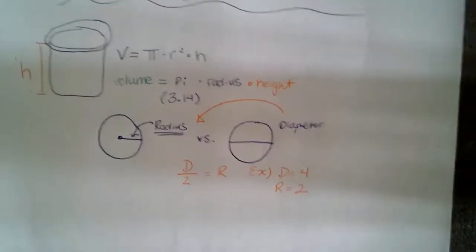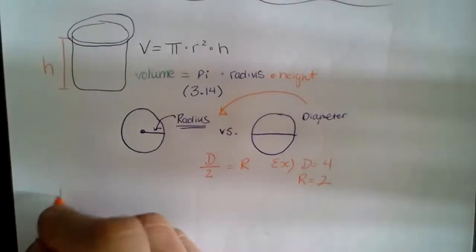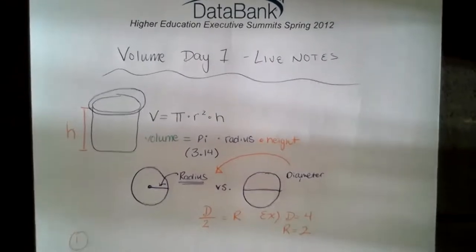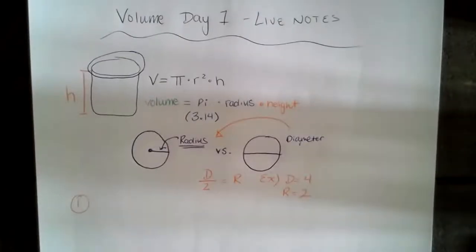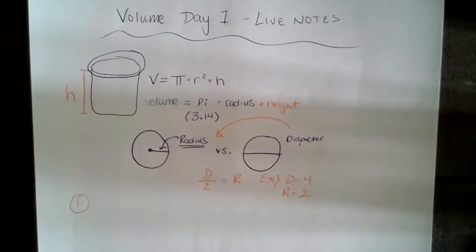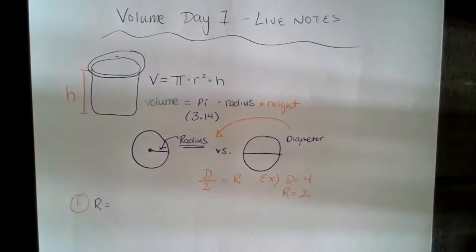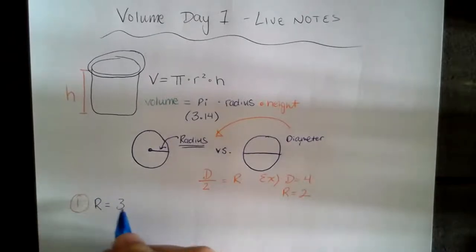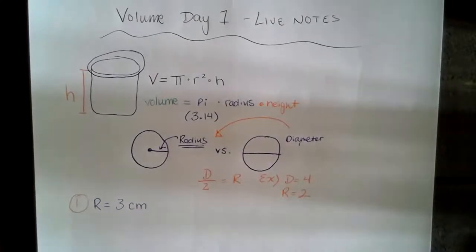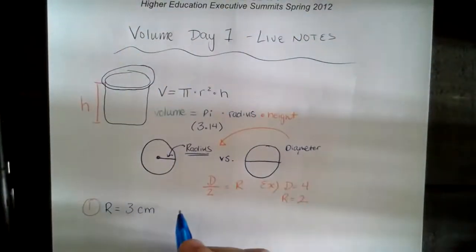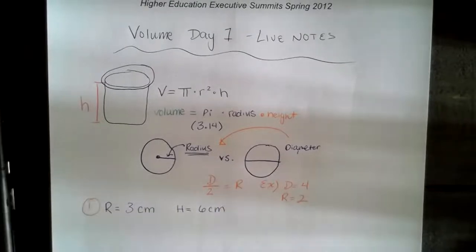So I'm going to be looking at number one for the radius example. I'm going to be doing one problem of each. Let's start with the cylinder one. Now, when I look at the first slide, when it comes to the cylinder, the first problem says that the radius was 3 centimeters. It also told me that the height was equal to 6 centimeters.